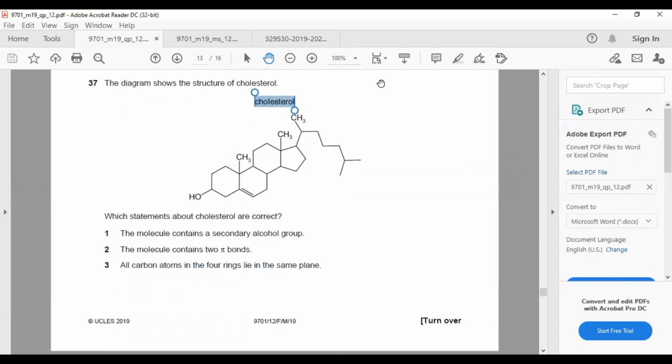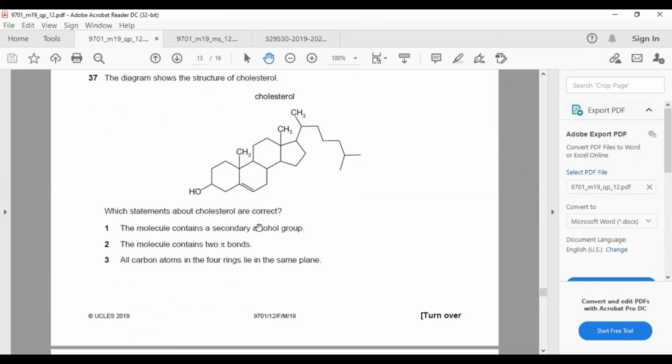So A is the answer. 37. Which statement about cholesterol is correct? The molecule contains a secondary alcohol group. This is a ring structure. One H is there. So if it has one H, it means secondary alcohol.